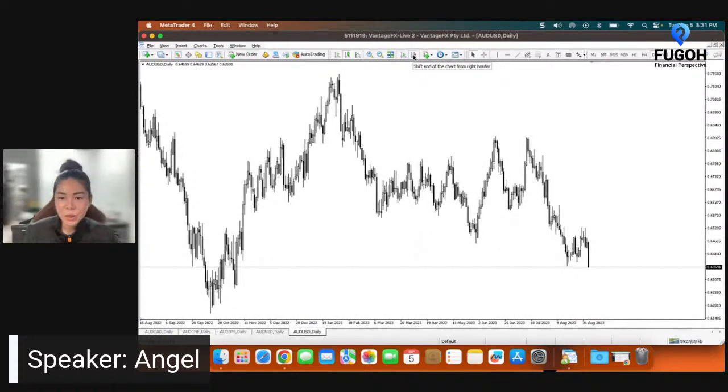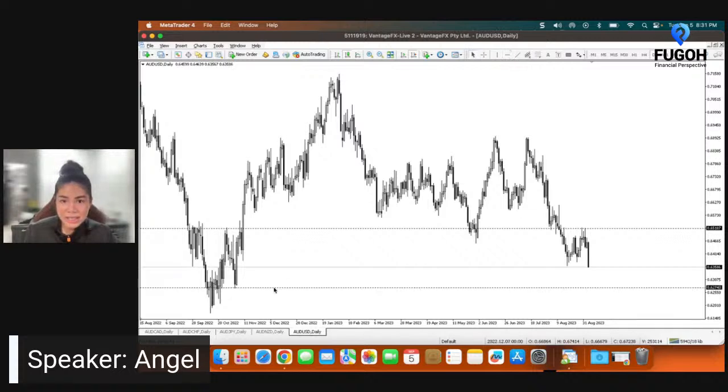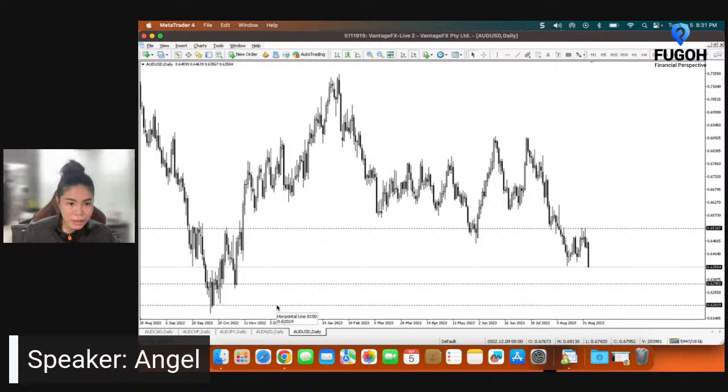Oh, this one's already too far from the resistance over here. Immediate resistance is somewhere here. That's where our immediate resistance is. Immediate support is somewhere here and here. And the price is there in the middle. So let's forget about it.